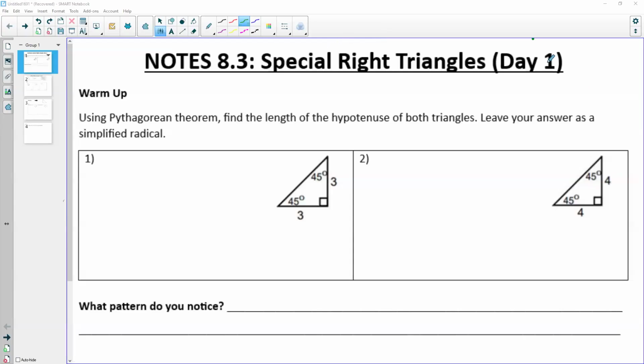All right, guys, this video is going to cover notes 8.3. This will be day one of special right triangles. So to start off the notes, we want to go ahead and just look at the warm-up. It says, using Pythagorean theorem, find the length of the hypotenuse of both triangles. Leave your answer as a simplified radical.